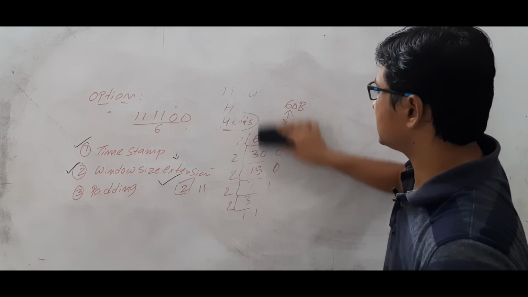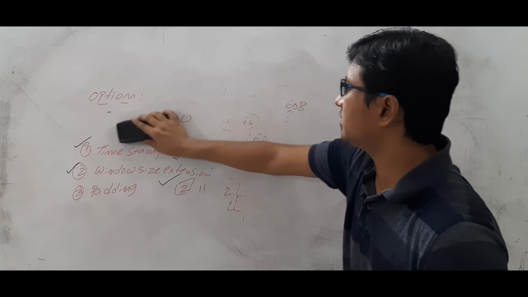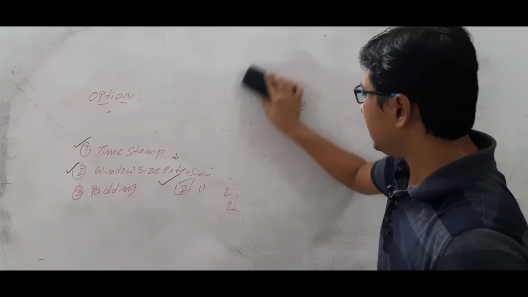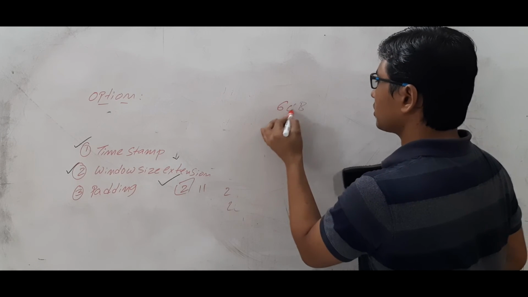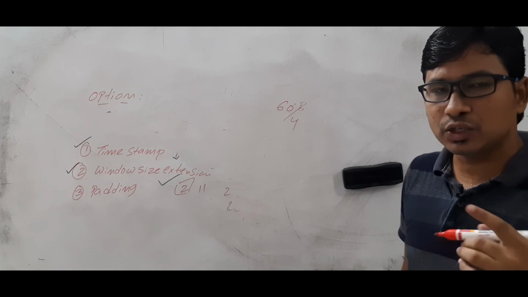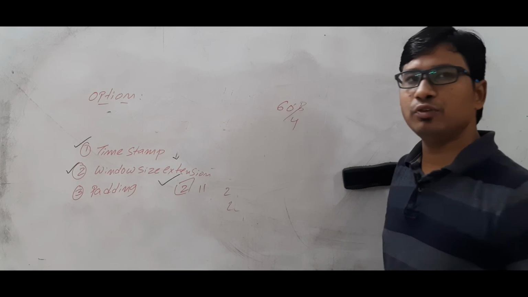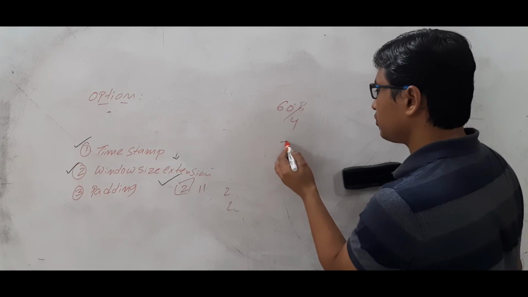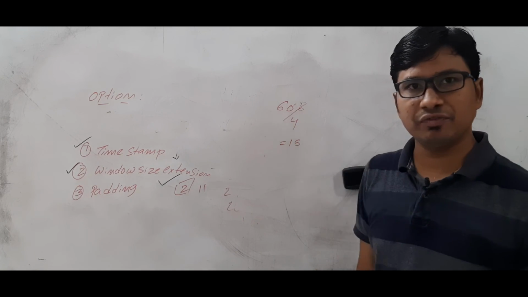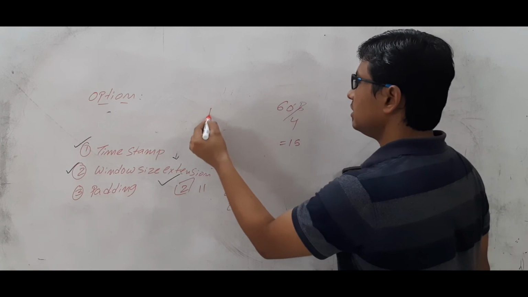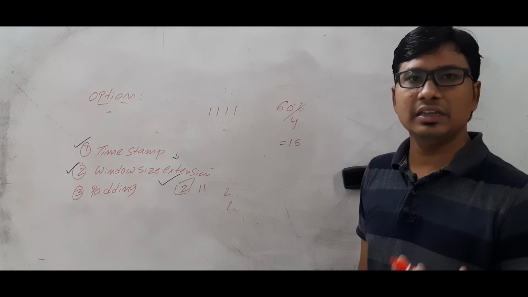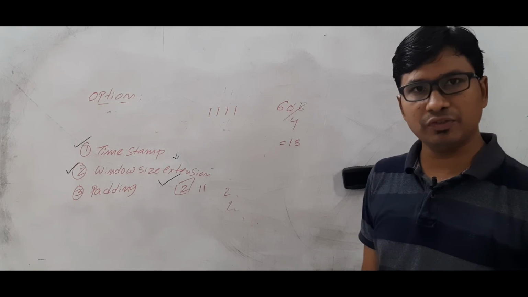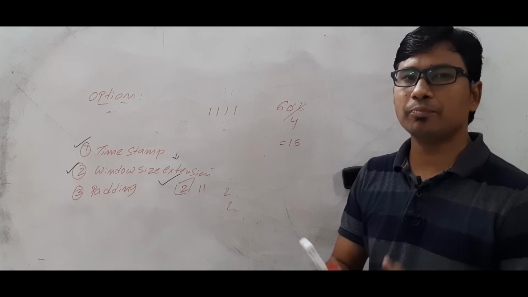What we will do is that in the header length, we will divide the value 60 by 4. If I divide the actual header length by 4, what value do I get? 15. Can I represent 15 in 4 bits? Yes, easily, as 1111, which in binary is equivalent to decimal 15. So the problem is solved.